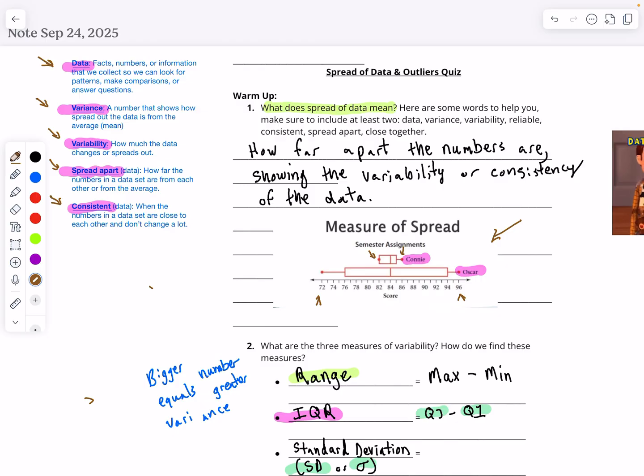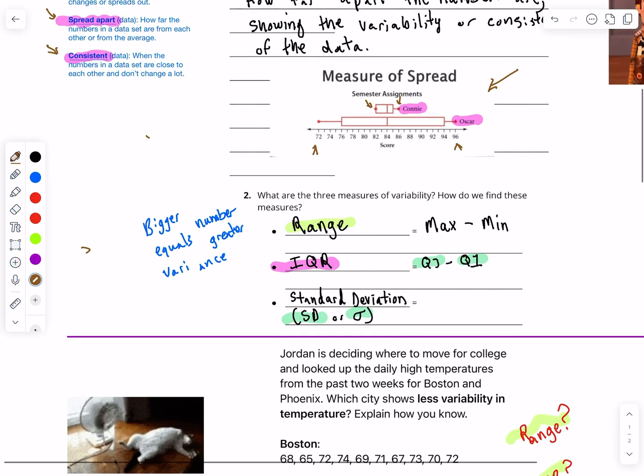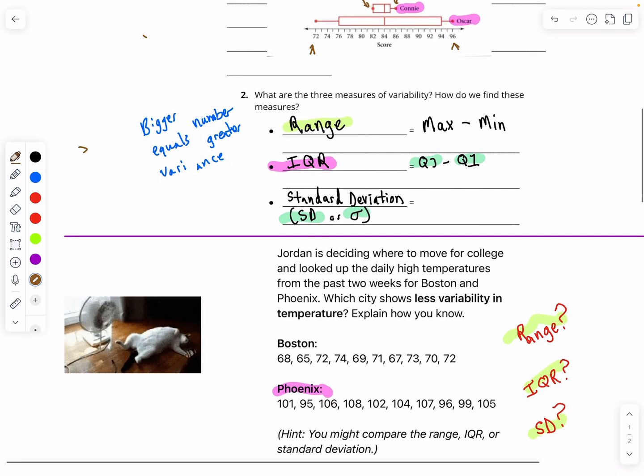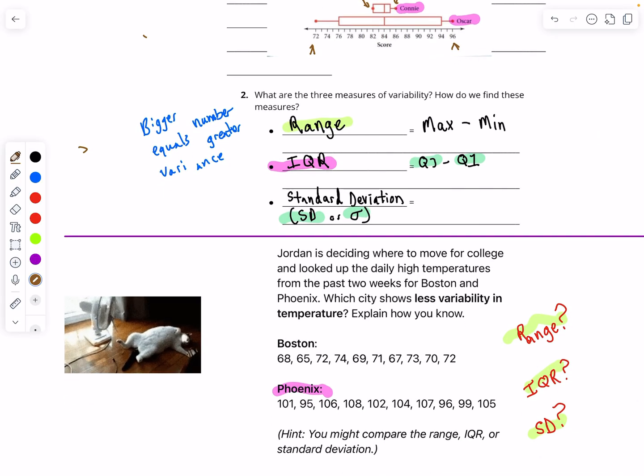All right. Next question. Number 2. What are the 3 measures of variability and how do we find these measures? We've gone over 3. The first one we have is range, which is the max minus the min. So we find the maximum number and then we subtract the minimum number and we get our range.